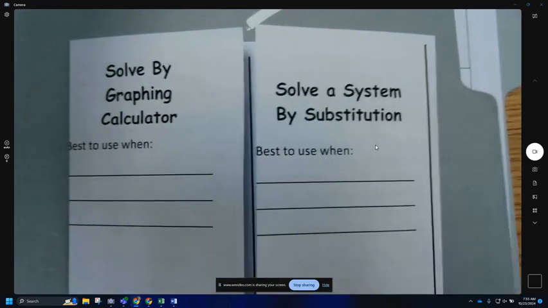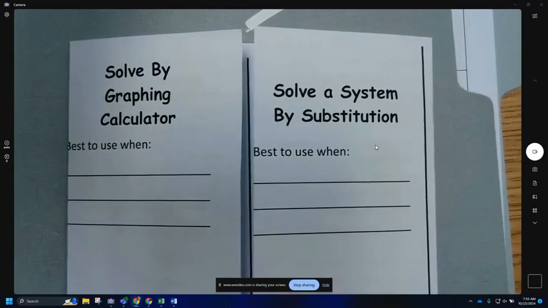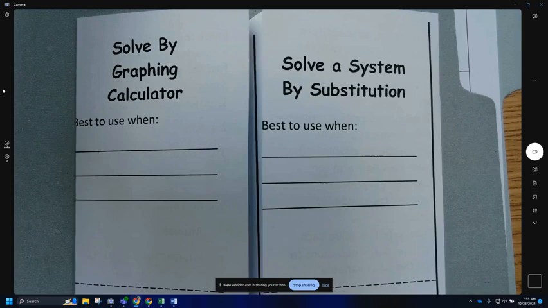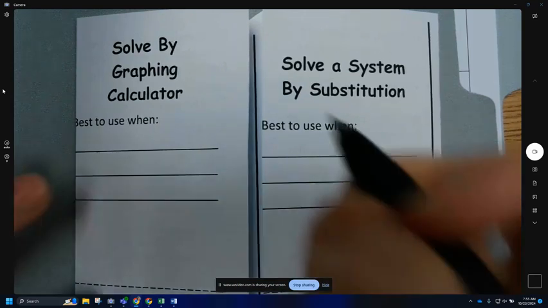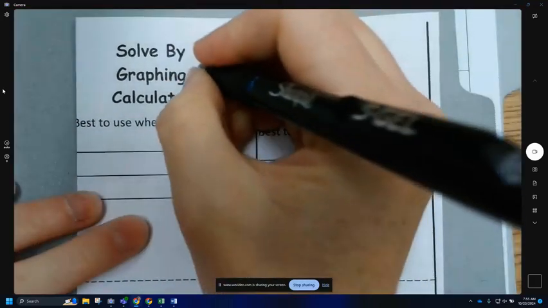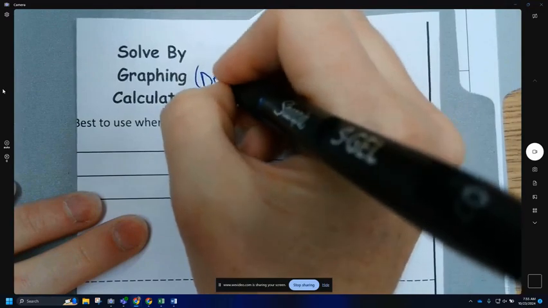We are going to solve using multiple methods. So we've got to know what is the best method to use when we have certain kinds of equations. So number one is solve by the graphing calculator, or we can also use Desmos.